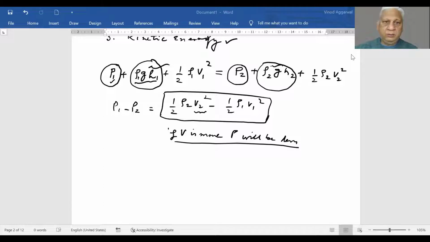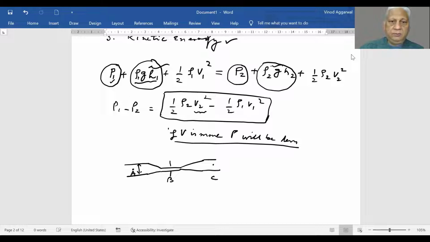Now, a simple instrument to measure flow is called a venturimeter. It looks like this. You have point A, whose cross section is so much. Then its cross section narrows down at point B. And again, then it expands to a similar cross-section or maybe different.